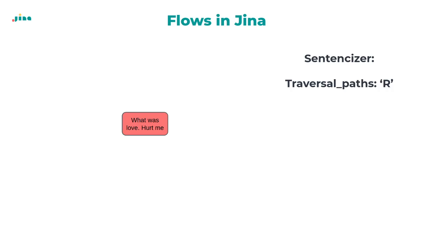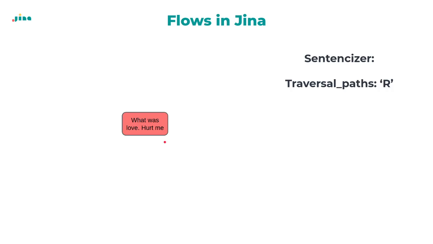And now I want to go through an example where I demonstrate how this data concept works together with the flow. So again, let's imagine we want to index some lyrics. And we want to search for some lyrics. Someone searched with "what was love" and "hurt me."